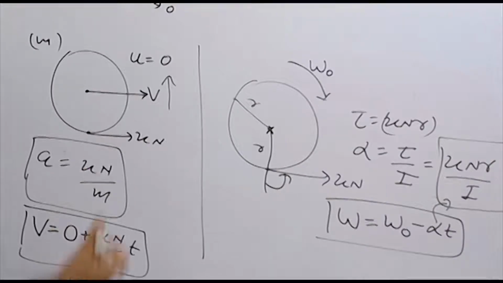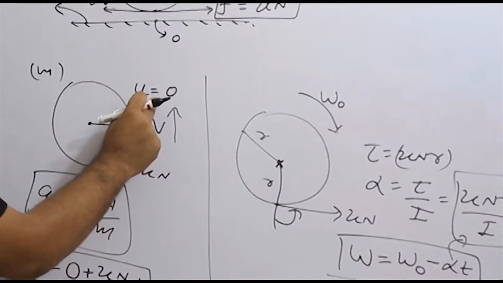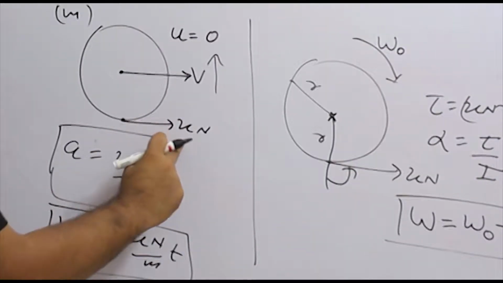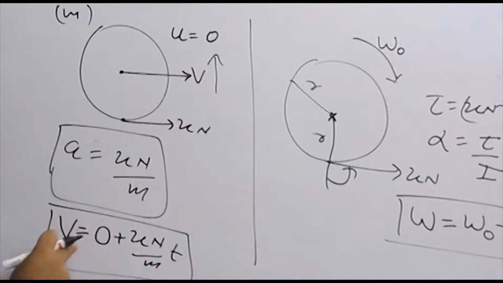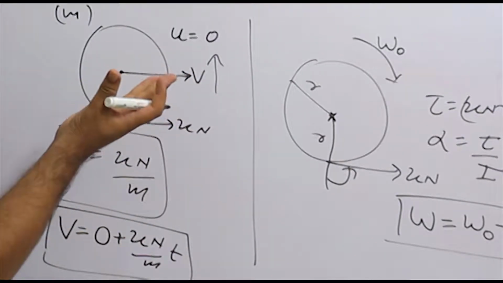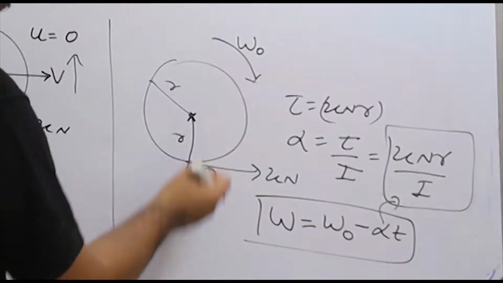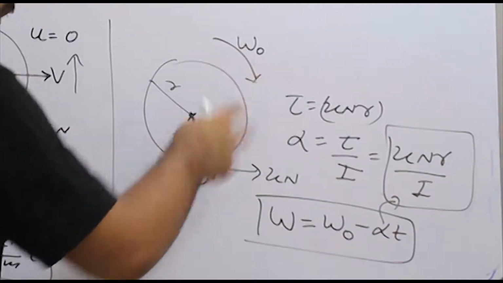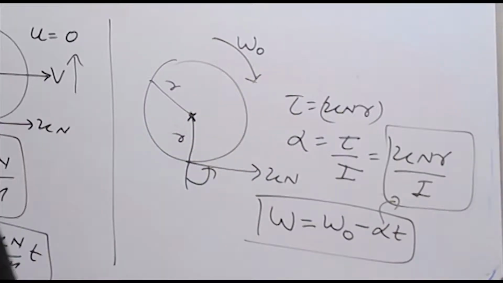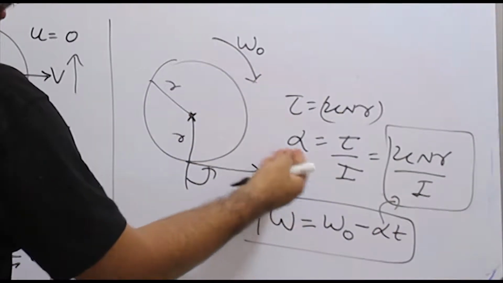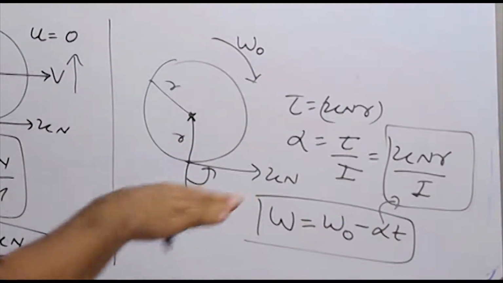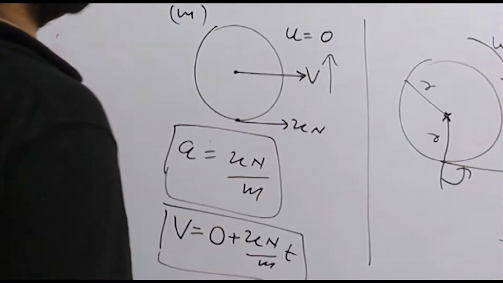I'm again summarizing, just concluding here what happened. Because the initial translational velocity was 0 and there was a friction force, there was an acceleration, and due to this acceleration v started increasing as time passed. When we consider rotation, there was a torque in anti-clockwise, while the initial angular velocity was clockwise. So as time passed, the torque produced an angular acceleration, and this angular acceleration will keep on decreasing angular velocity.